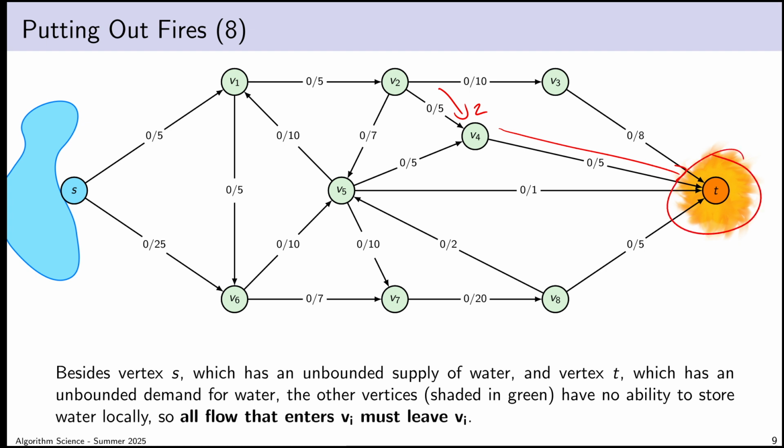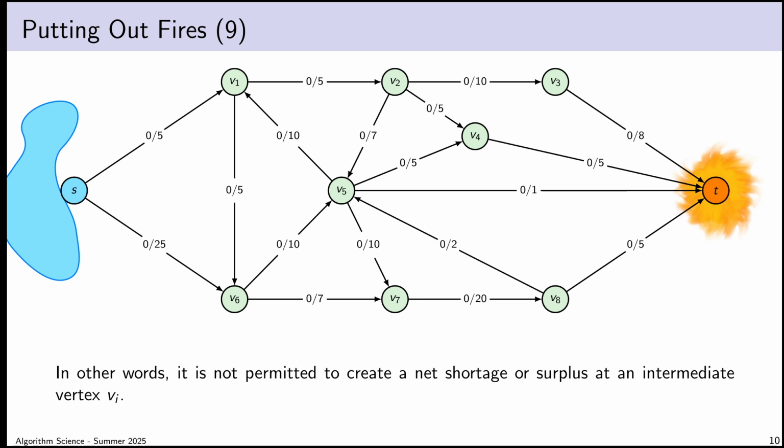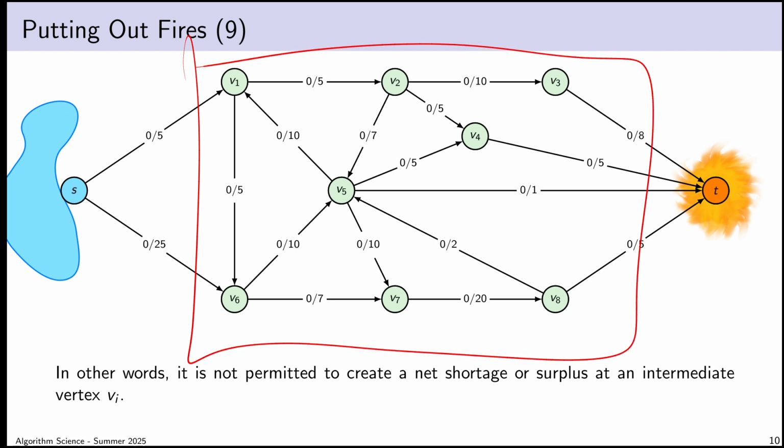So one way of framing this constraint is that all of the flow that enters vertex Vi must leave vertex Vi. Now that rule doesn't apply to vertex S, which has access to this water source, and it doesn't apply to vertex T, where I can throw as much water as I want on the fire. So in other words, it is not permitted to create any kind of net shortage or surplus at any of these vertices in the middle of the graph.